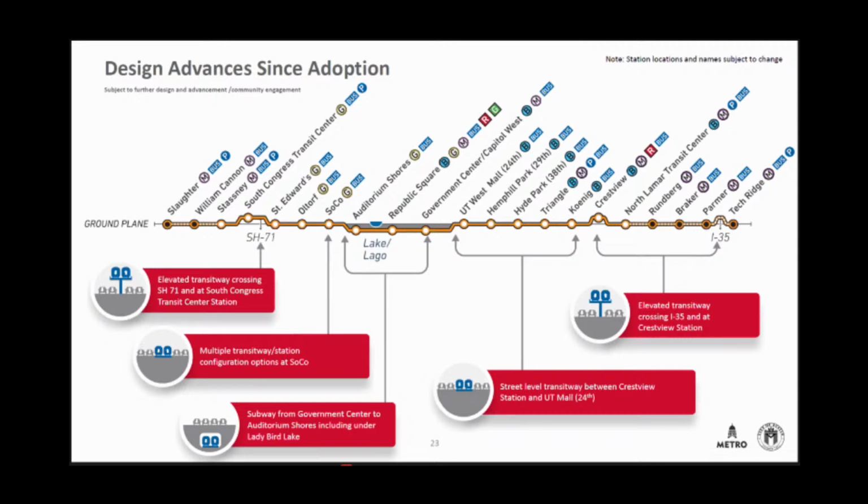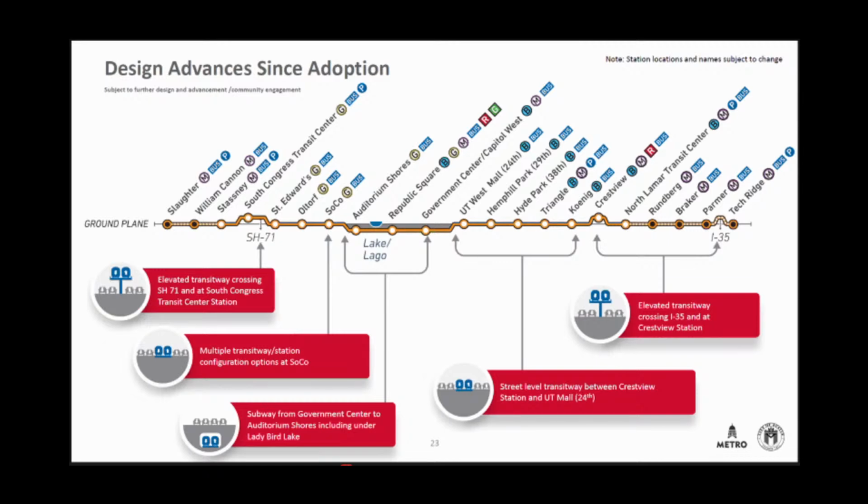We're also proposing a subway from Auditorium Shores to Government Center / Capitol West Station, meaning that the project would tunnel under Lady Bird Lake. This tunnel was formerly shown ending north of Lady Bird Lake. There are still some options under consideration for the exact location of the tunnel's end, both at the south and the north end, or the portal.